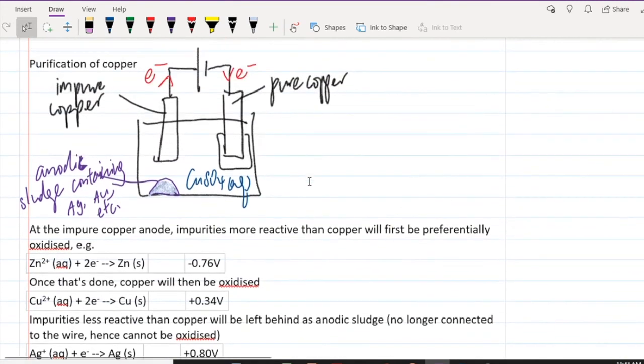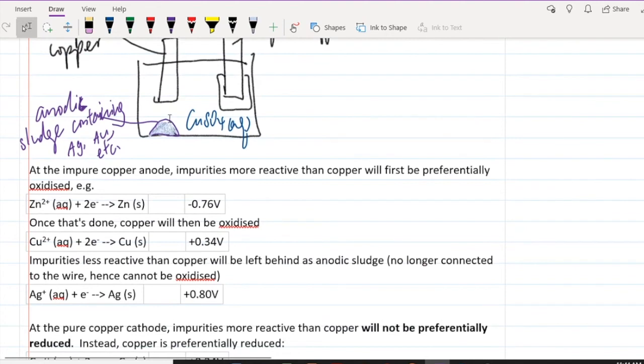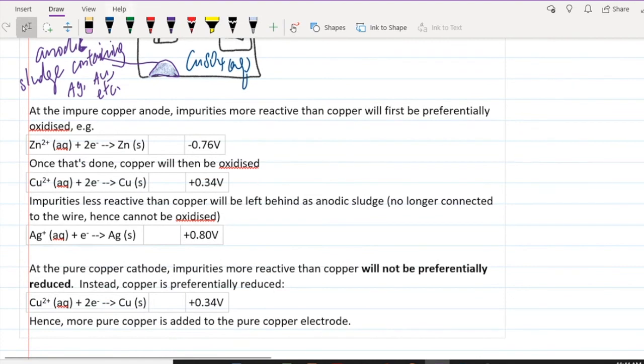Why? Because these impurities will no longer be physically connected to the external circuit once the entire copper anode has dissolved, has been oxidized into solution. So what happens to these impurities? They just drift down and fall to the base of the solution as anodic sludge, right? And the nice shiny metals like silver, gold, platinum, all less reactive than copper, can then be extracted by further processes.